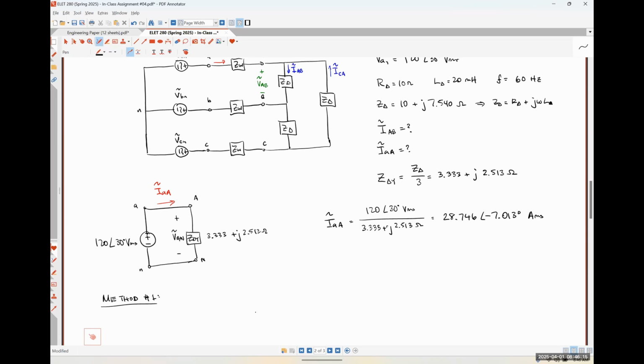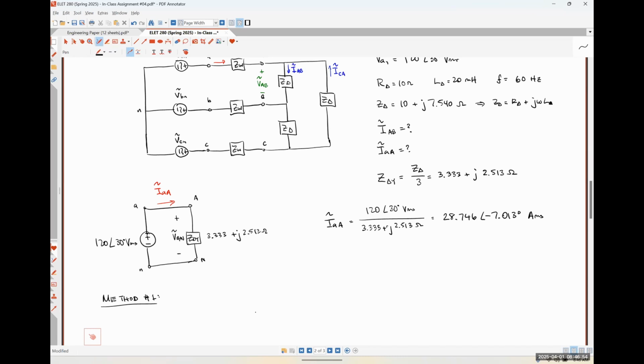Anybody, even you gentlemen in the back that have been answering every question. Yeah, that's what I'm looking for. So we could take that current IAA and multiply it by that impedance Z delta Y. You're 100% right, but that's actually more work than we need to do. I would argue that that impedance is in parallel with that voltage source. So the voltage drop across the impedance has to be the same thing as the voltage drop across the source. So it's just 120 angle 30 without doing any math.